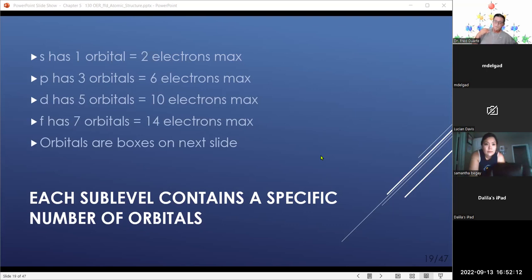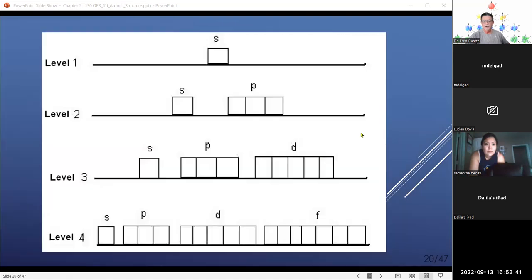The D is the blue ones behind me. There's 5 of them, kind of a weird looking shape, but that's okay. That's what the mathematics gives. Each blue can handle 2 electrons, so you have a maximum of 10 electrons. And then the green, of which there's 7, each one can handle 2, gives you a maximum of 14 electrons for the F orbit.